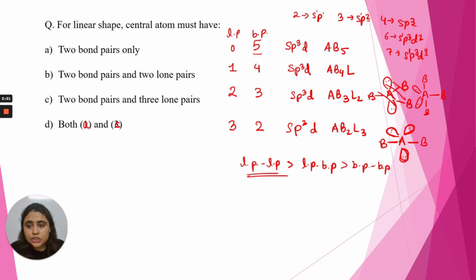So for a linear shape, the central atom must have 2 bond pairs and 3 lone pairs. So option D should have 2 bond pairs also. So 2 bond pairs and 3 lone pairs. So both option A and option C are correct. We can also write option C as the correct answer, because in this option we have all the things, 2 bond pairs also and 3 lone pairs also.